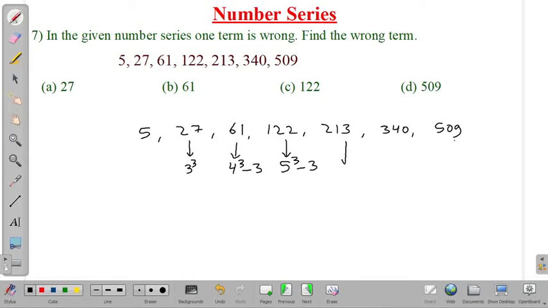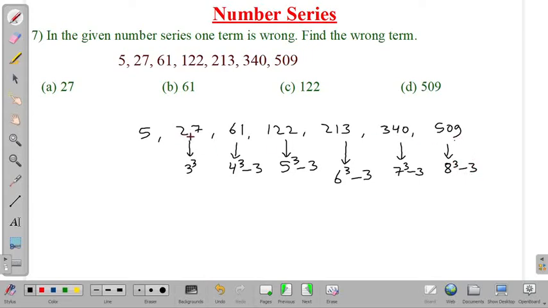And if we see 213, it is near 6 raised to the power 3. So 6 cubed is 216, and if we subtract 3 from this, we get 213. So we can see that the pattern here is 4 cube minus 3, 5 cube minus 3, 6 cube minus 3, and then this should be 7 cube minus 3, and this should be 8 cube minus 3. 8 cube is 512, and if we subtract 3, we get 509.